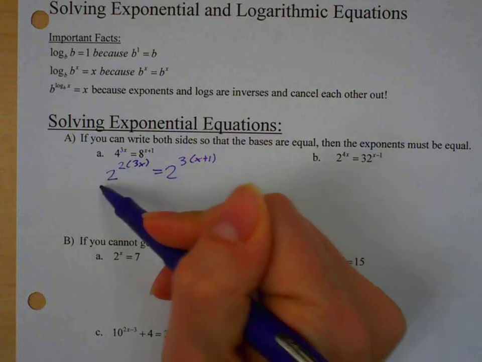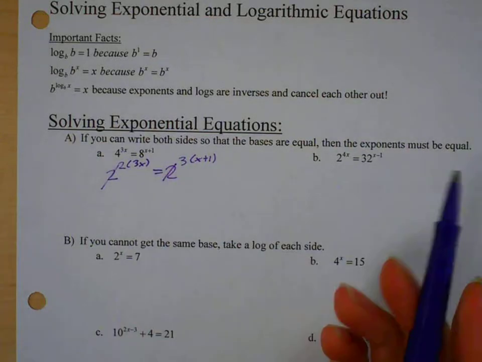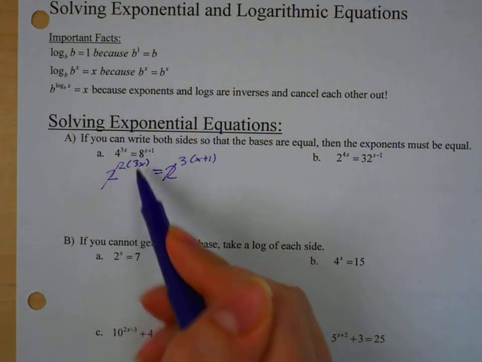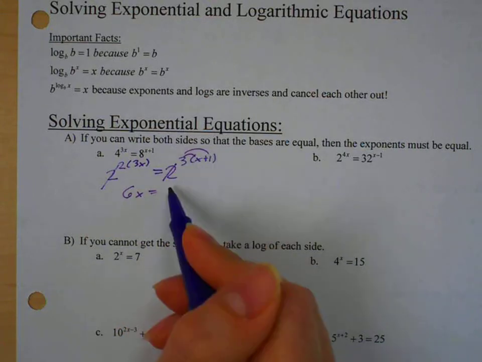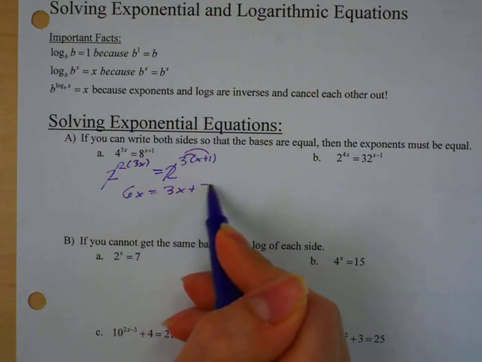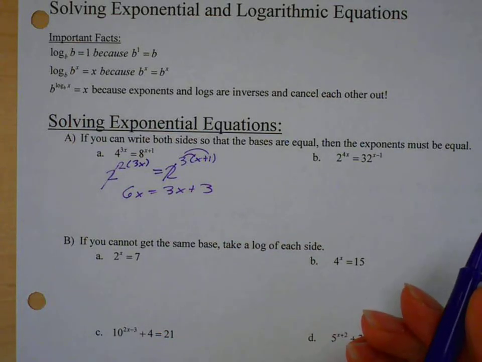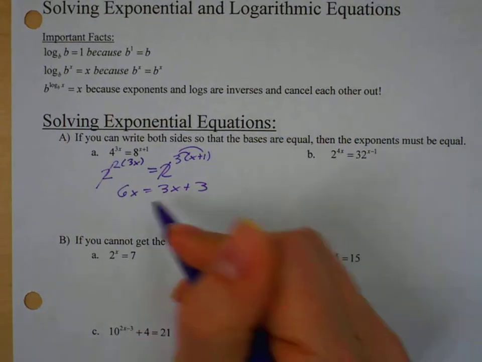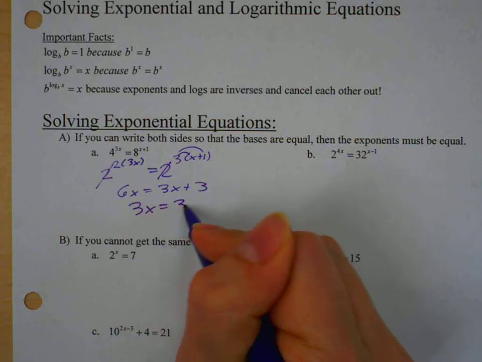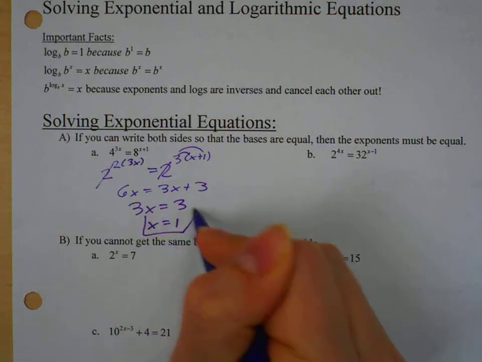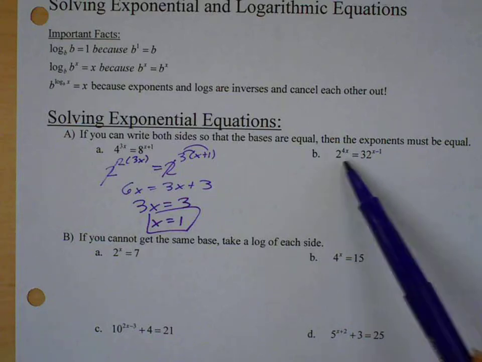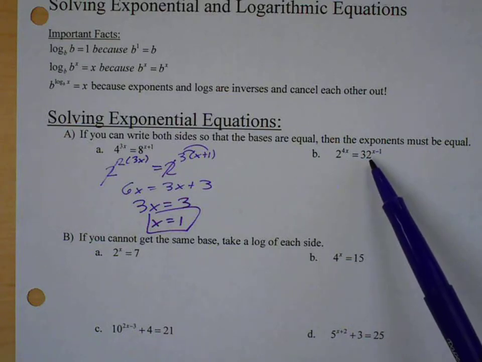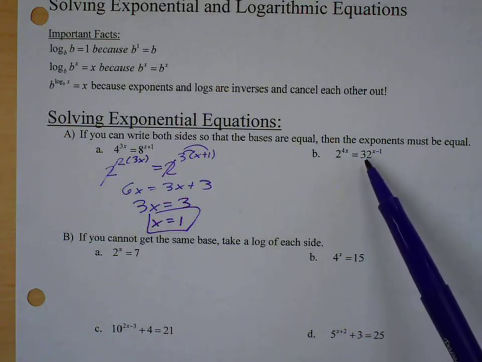Once my bases are the same, I just set my exponents equal. So 2 times 3x is 6x, and then I distribute 3x plus 3, and now I'm just solving an equation. I'm going to subtract 3x from both sides and divide by 3. So I can do the same thing with the second example. I can turn 32 into a power of 2. 32 is 2 to the 5th.